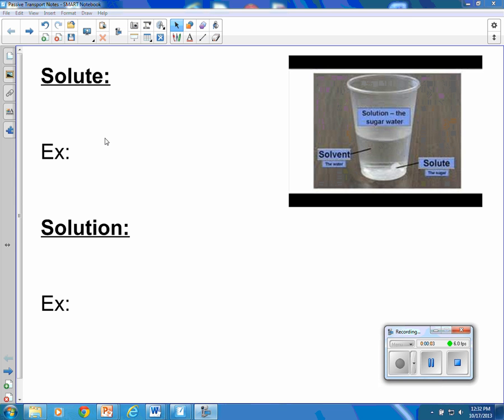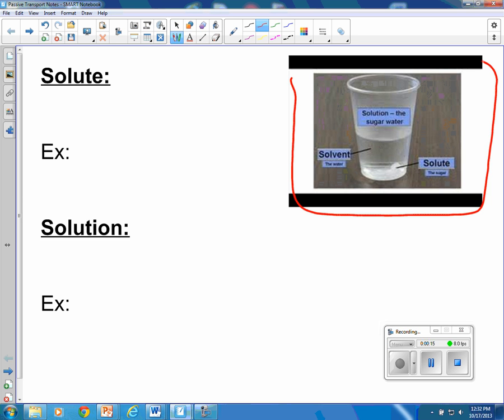Hello guys, so we are going to be starting our passive transport notes. Your page is going to start off with this picture over here. First thing, you can see this picture. You have a solute and a solvent and a solution. These are words we're going to learn.